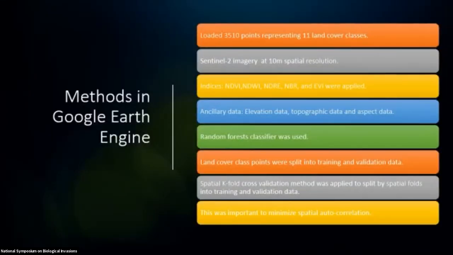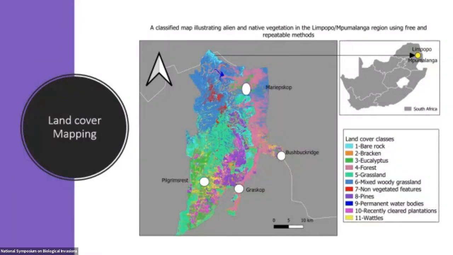In Google Earth Engine, our points were loaded, which represented 11 land cover classes. We used Sentinel-2 imagery with 5 different vegetation indices, and we added ancillary data such as elevation data, topographic data, and aspect data while applying the random forest classifier. Our land cover classes were split into training and validation data for accuracy assessment purposes. This is the map we present using free and repeatable methods with our different land cover classes and the distribution of classes according to the plateau and escarpment.